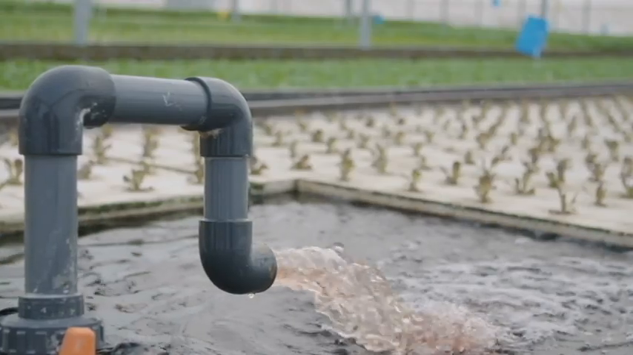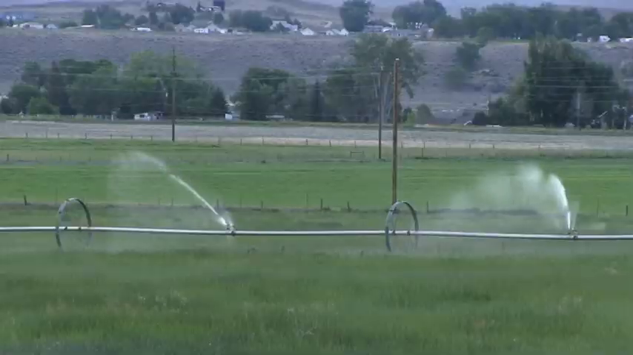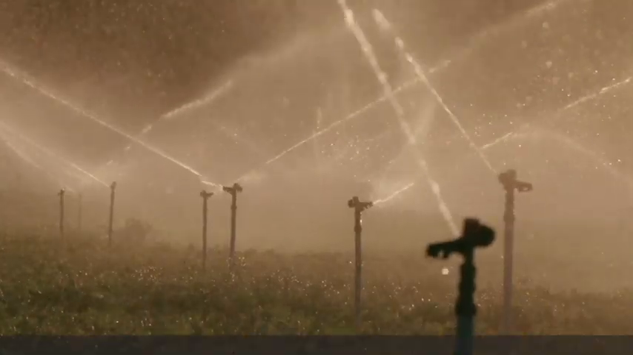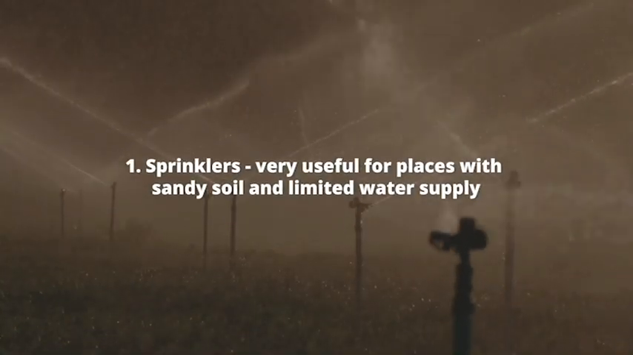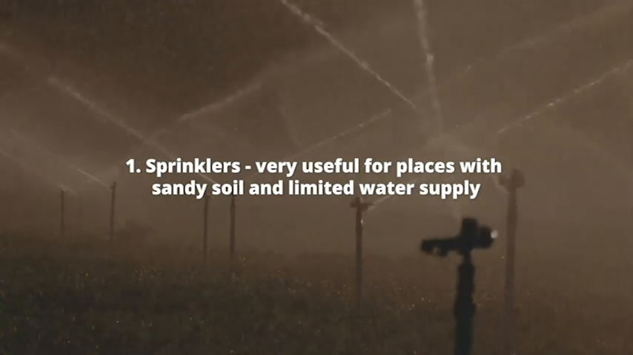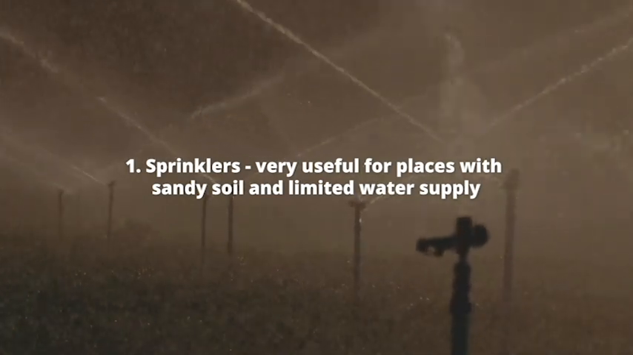Since plants have different water needs, there are also many ways of irrigation. Water can be artificially supplied to plants through the following means. Number 1, sprinklers are very useful for places with sandy soil and where the water supply is limited.